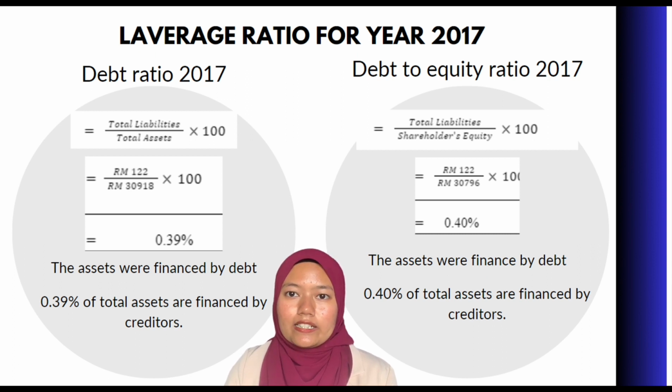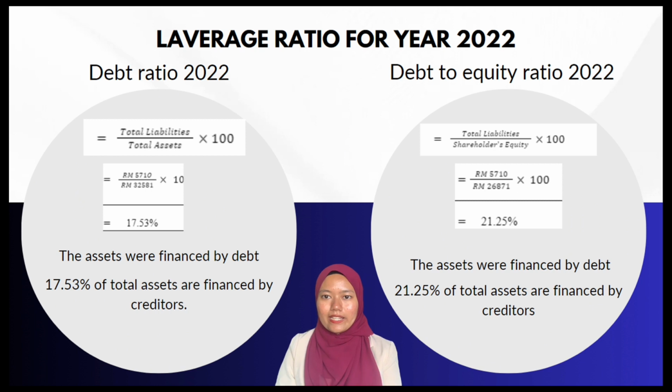And the second, the debt to equity ratio 2017. The formula used is total liability divided by shareholder equity multiply 100. The total liability is 122 divided by 3,796 multiply 100. The total I get is 0.14%. Thank you. Next, we go to leverage ratio for year 2022, debt ratio 2022 and debt to equity ratio 2022.